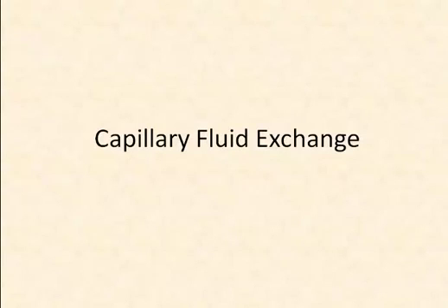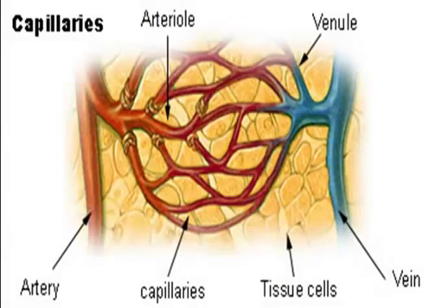Capillary fluid exchange. Capillaries are where fluids, gases, nutrients, and wastes are exchanged between the blood and body tissues by diffusion. Capillary walls have tiny pores that allow water and small solutes to pass between the pores into and out of the blood vessel. The capillary walls do not allow proteins to pass through.